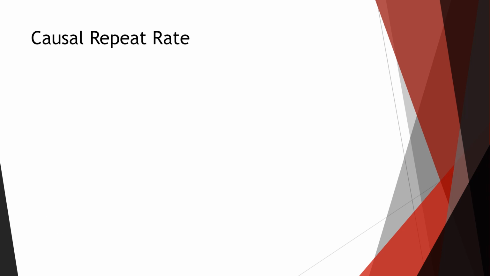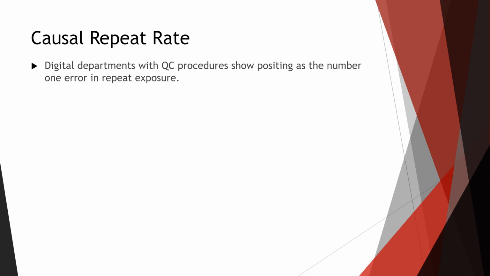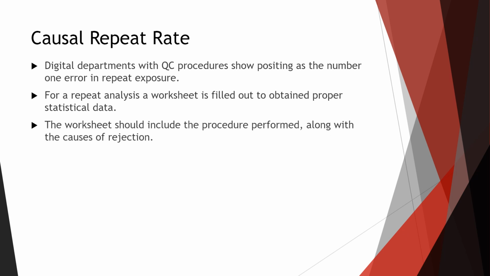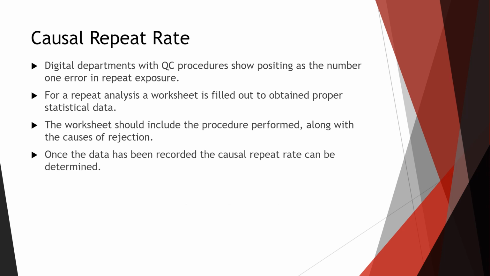Within the RAP program, there's a thing called causal repeat rate, and the causal just means the cause, right? Like the reason why. In digital departments, QC procedures show that positioning is the number one error in repeat exposures. For repeat analysis, a worksheet is filled out to obtain proper statistical data. So repeat analysis needs to be done. The worksheet should include the procedure performed along with the causes. So this is the causal repeat rate right here, with the causes of rejection. Once the data is recorded, the causal repeat rate can be determined.